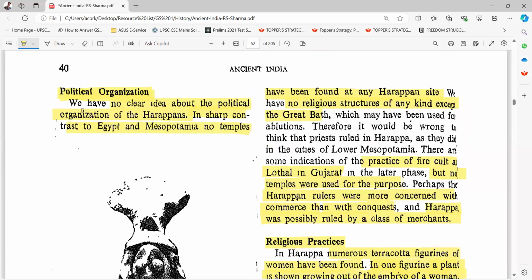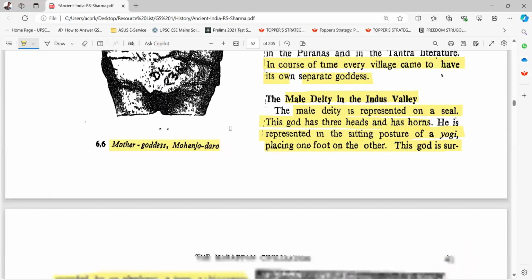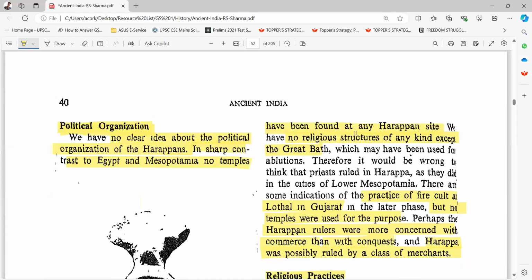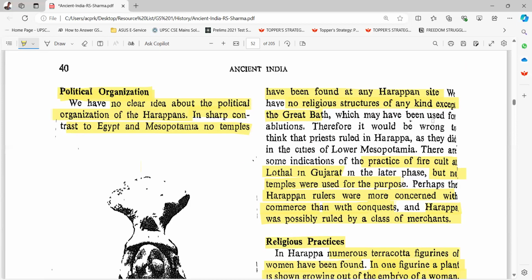Political organization. We have no clear idea about the political organization of the Harappans. In sharp contrast to Egypt and Mesopotamia, no temples have been found at any Harappan site. We have no religious structures of any kind except the Great Bath, which may have been used for ablutions.